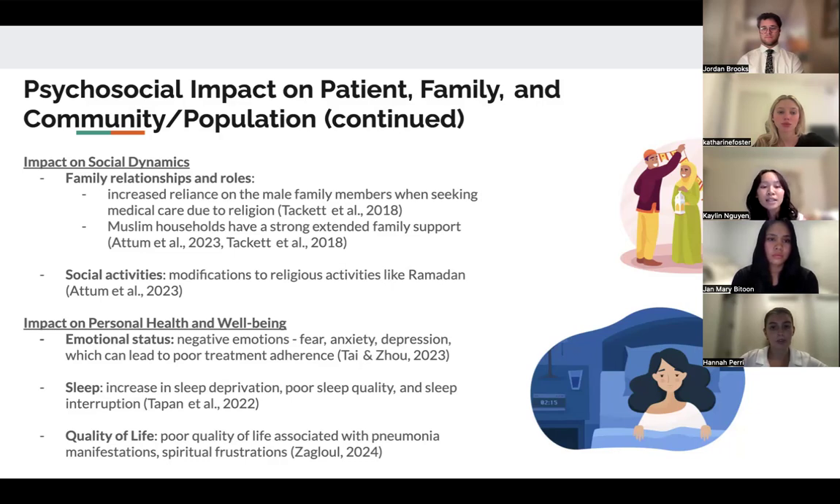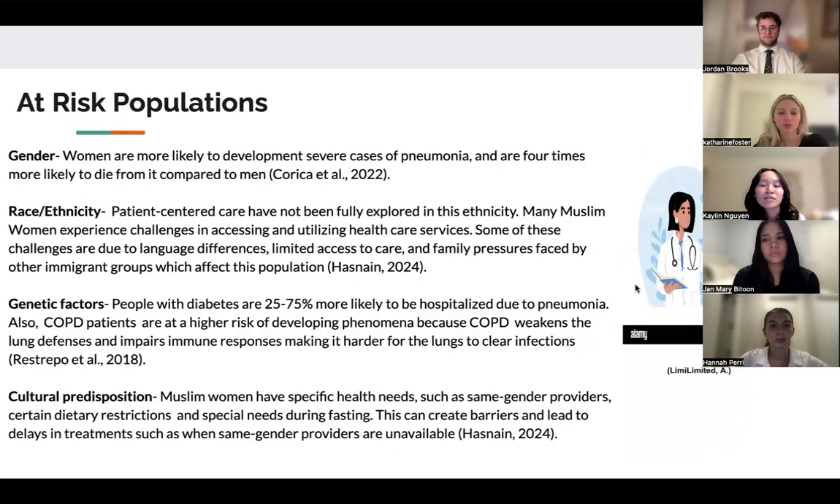And then in terms of sleep, there's an increase in sleep deprivation, poor sleep quality, and sleep interruption, just because the symptoms may be exacerbated at nighttime when they're asleep. Then quality of life, there's a poor quality of life associated with pneumonia manifestations. And then in our patient's case, she most likely experiences spiritual frustrations from not being able to engage fully in her religion, which is Islam. So it's important to her to engage as much as she can. And yeah, Catherine will be speaking about the at-risk populations.